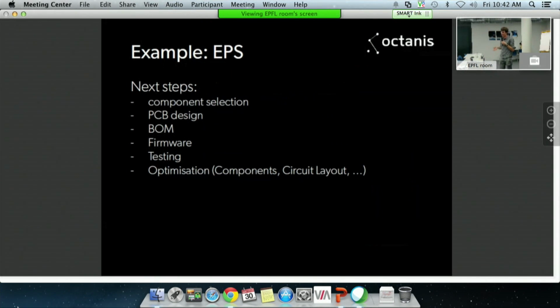And the next steps, if you go further, would be the component selection, the PCB design, right? Bill of materials. Right now we're programming the firmware and testing. That's also ongoing. And at the same time, optimize for having cheaper components with smaller footprint, so you save space on your PCB, and so on. So that would be really at the bottom of the V-model right now.